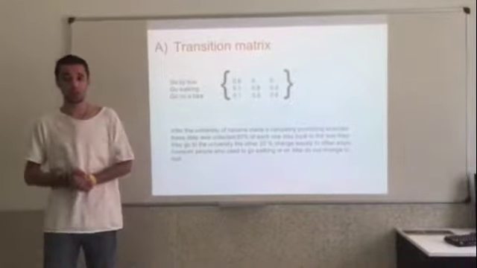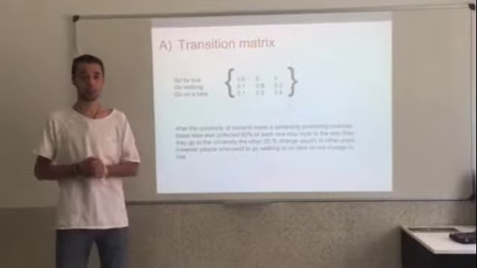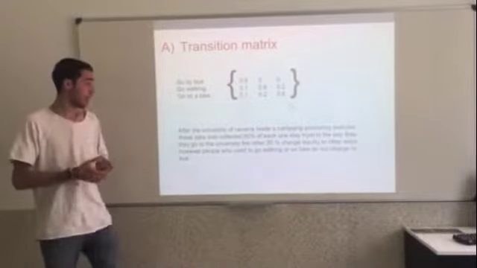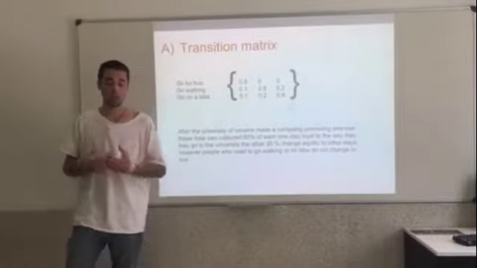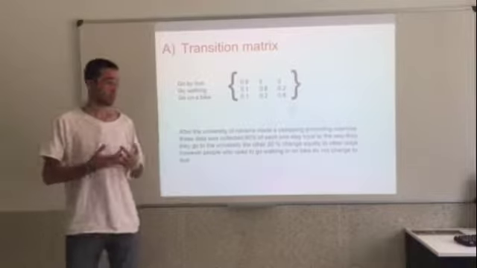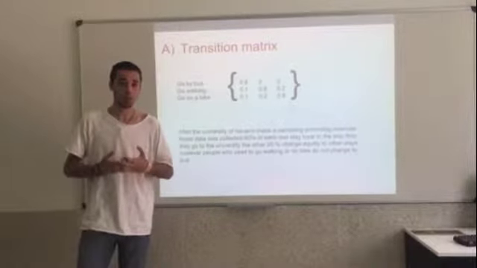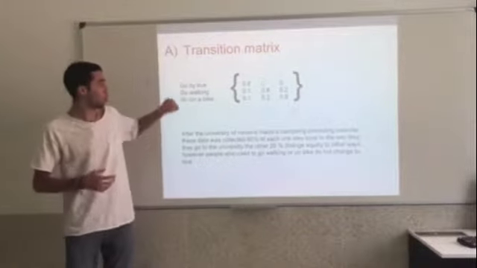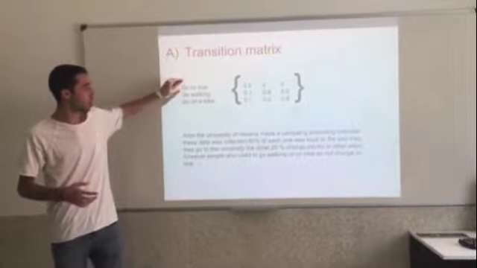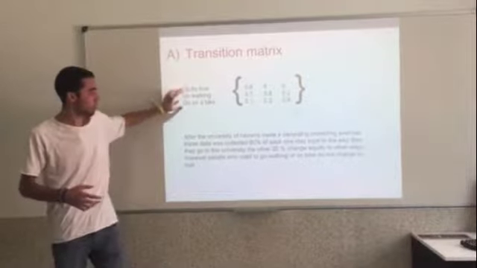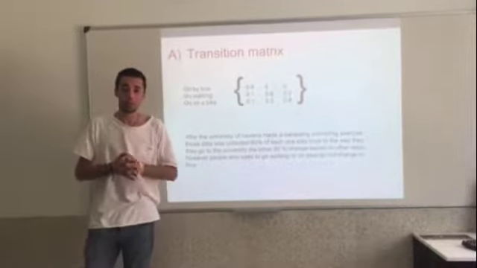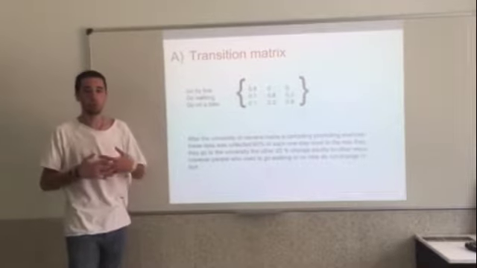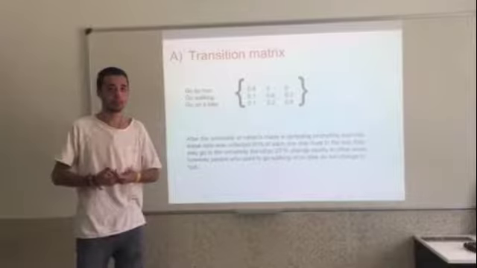After the University of Nevada made a campaign promoting exercise, this data was collected. 80% of each group stayed loyal to the way they went to the university, and the other 20% changed to other ways. So basically, of the people who used to go by bus, 20% changed to the other ways. However, the people who used to go by bike or walking changed, but not to going by bus.